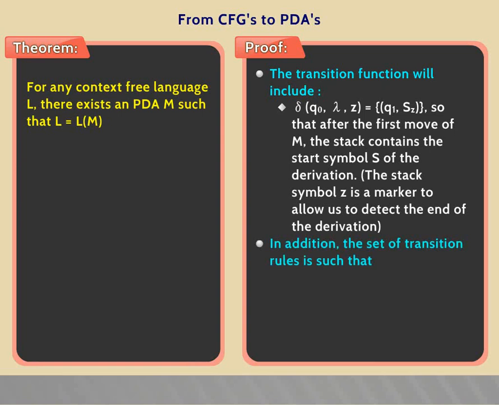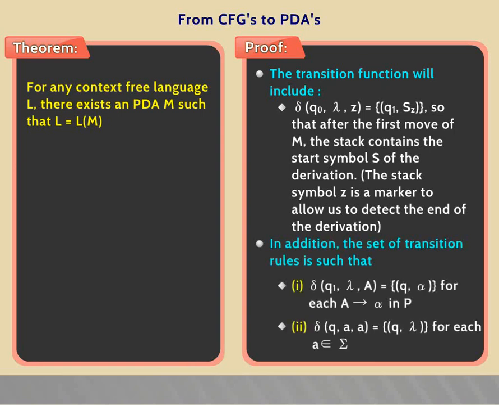In addition, the set of transition rules is such that δ(q1, λ, A) = (q, α) for each production A → α in P, and δ(q, a, a) = (q, λ) for each a element of Σ.